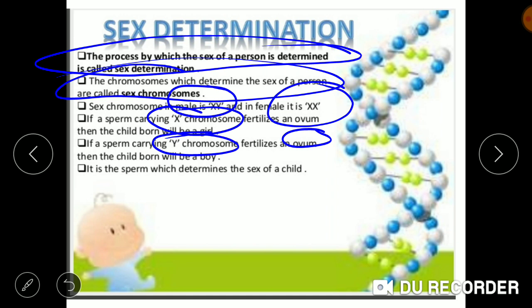It is the sperm which determines the sex of a child. So a child will always take the X chromosome from the mother, since there is no other possibility, as the female is homogametic, while whether the child will take the X chromosome or the Y chromosome from the father will determine whether it will be a boy or a girl. If the child takes the X chromosome from the father, it will be a girl, and if the child takes the Y chromosome from the father, it will be a boy.